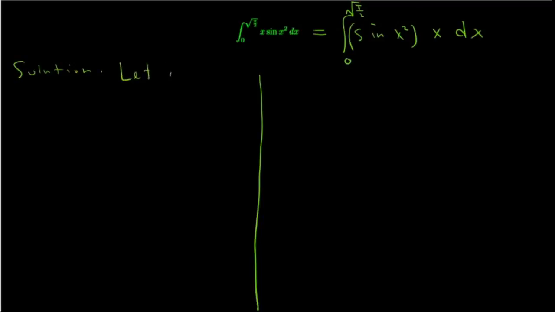So choose u to be x squared, right? You know how to get the antiderivative of sine of u. So the other factor is the derivative of u times a constant, right? I told you only one additional step. The next step is the same thing.